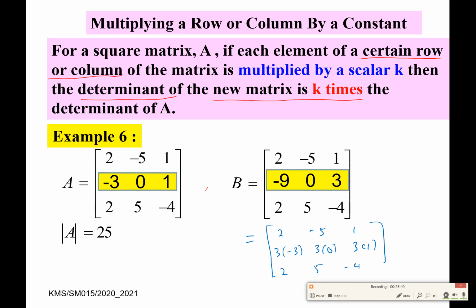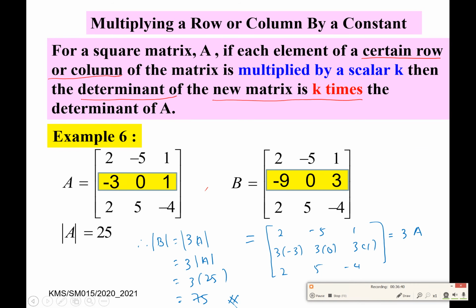So from here we come out with 3A. So how to use multiplying a row or column by a constant: the determinant of B is equal to 3 times the determinant of A. So 3 times A, and then 3 times 25, the answer is 75. Okay, that is one example.